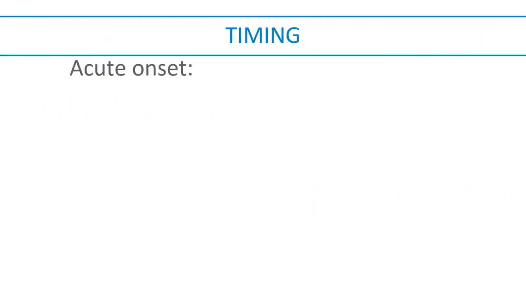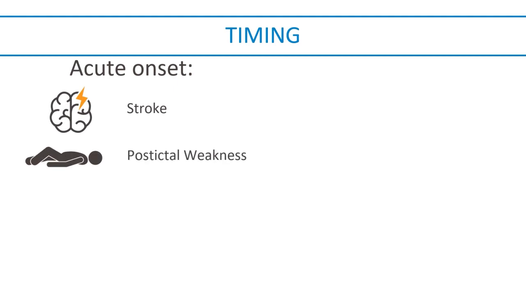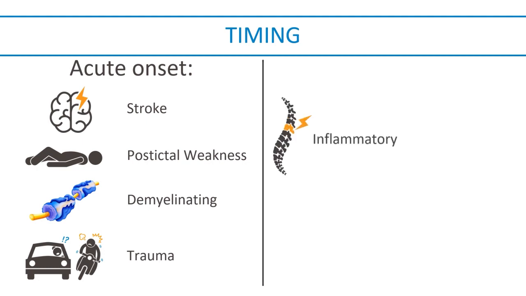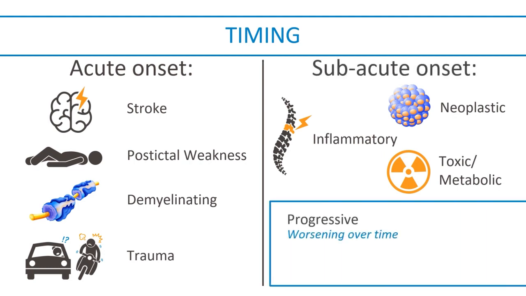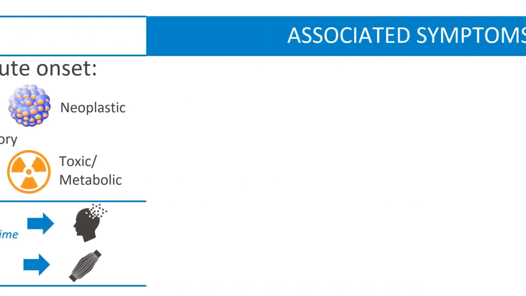Timing: acute onset suggests etiologies such as a stroke, postictal weakness, demyelinating lesions, or a traumatic event. Inflammatory, neoplastic, and toxic or metabolic causes can present with subacute onset. Progressive worsening over time is seen in neurodegenerative disorders. Fluctuating course of symptoms suggests disorders of neuromuscular junctions.